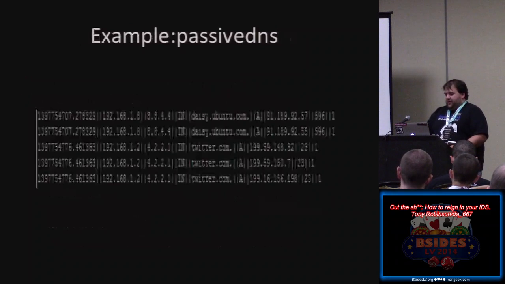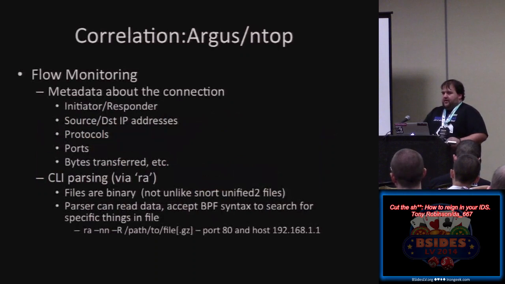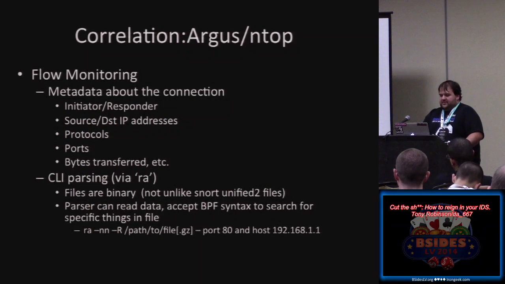Here's an example. You can see queries for me doing an apt-get install on one of my systems, and me going to Twitter and posting something. And then finally we have Argus and NTOP, which are metadata for traffic. Those are your initiator and responders, source and destination IP addresses, what protocols and ports, how many bytes were transferred, and information of that nature in the session. This isn't full packet capture, this is just metadata about that session that occurred.